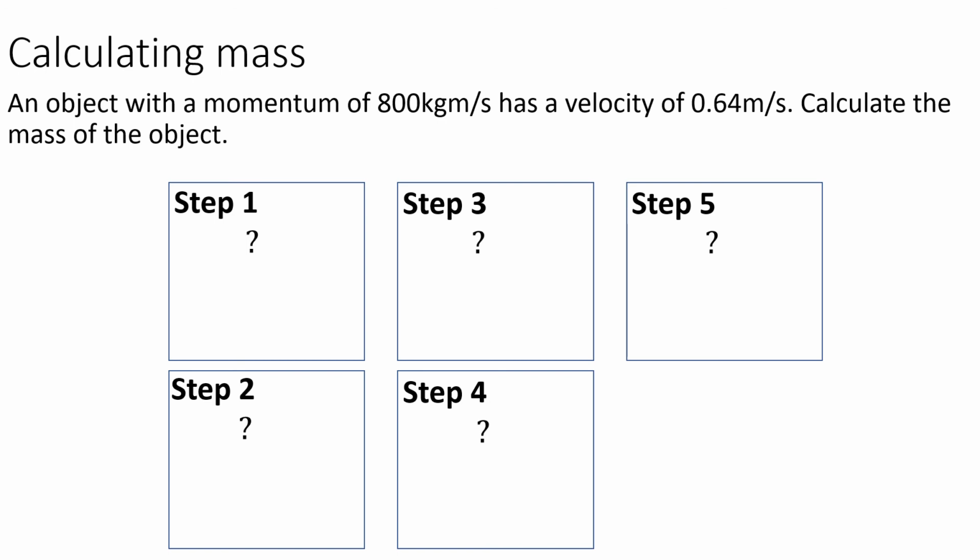And finally, an object with a momentum of 800 kilogram meters per second has a velocity of 0.64 meters per second. Calculate the mass of the object. Complete steps 1 to 5 yourselves.